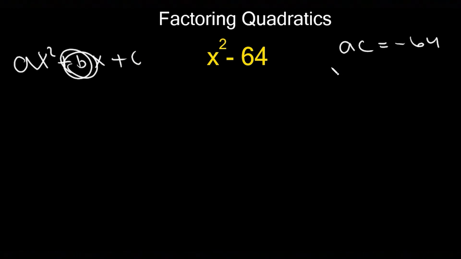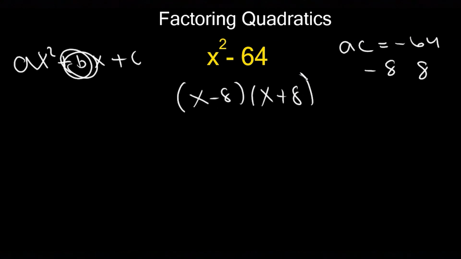B is 0 here. So 2 numbers that multiply to give me negative 64, but add up to 0, well, that's going to be negative 8 and positive 8. And a is equal to 1 here. I can go ahead and put it right in factored form. You get x minus 8, and then x plus 8, and then you're done. There's the complete factorization.